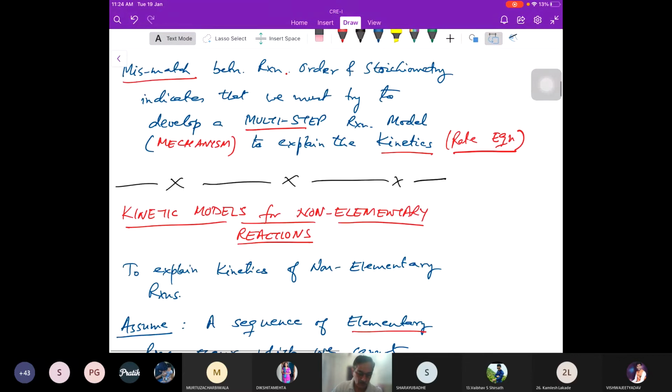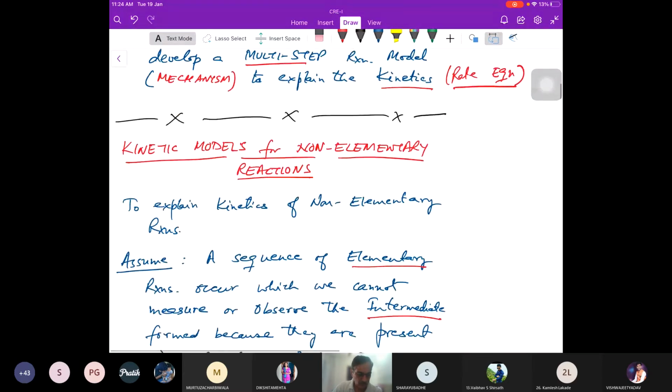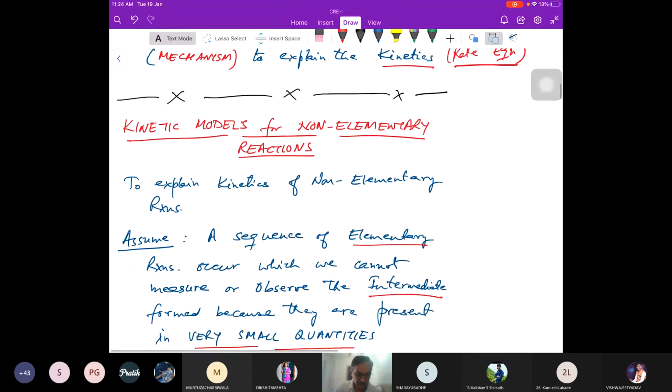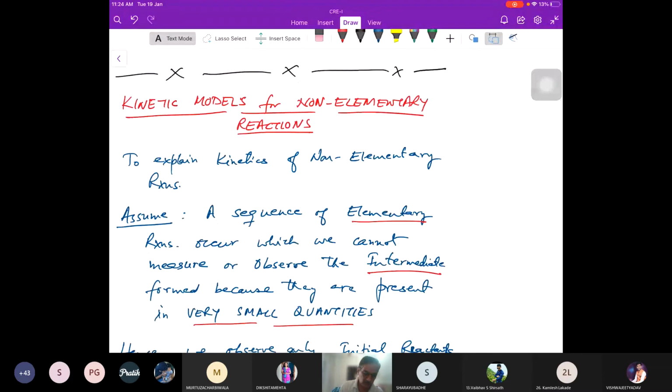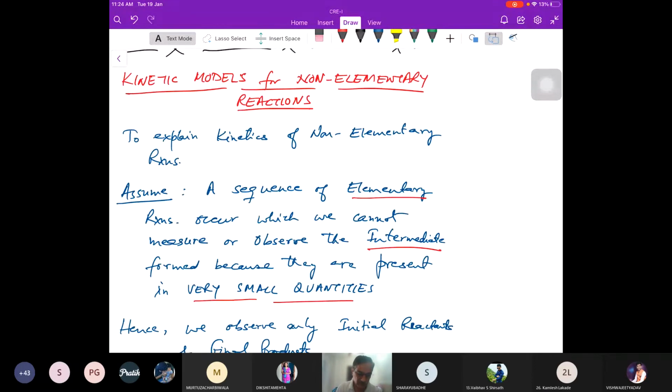Okay, so there are no questions. Let's move forward. Kinetic models for non-elementary reactions, which is to explain the kinetics of non-elementary reactions, as you said before. So what we do, assume a sequence of elementary reactions which we cannot measure, because intermediate जो रहता है small quantities में रहता है, so we cannot measure or observe the intermediate because they are present in very small quantities. That is hypothesis. So we hypothesize कि ठीक है कुछ बन रहा है intermediate, and then intermediate is giving the product.